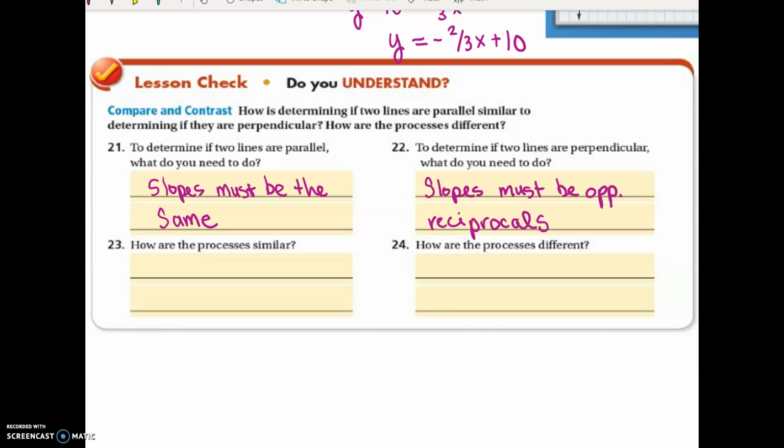So your job now is to complete the assignment that is in your notes packet over this section and get some practice with parallel and perpendicular lines.